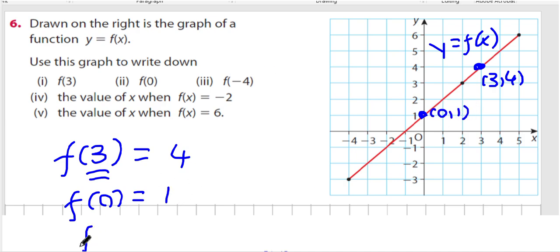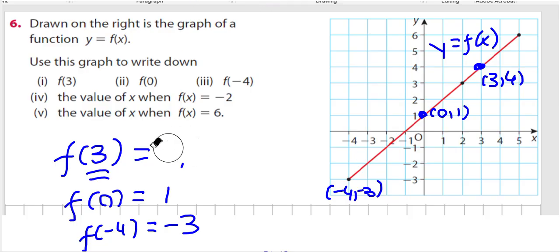What about f minus 4? An input of minus 4? Yeah, minus 3. So an input of minus 4 causes an output of minus 3. Are we all okay with that first question? Question 4 is different.